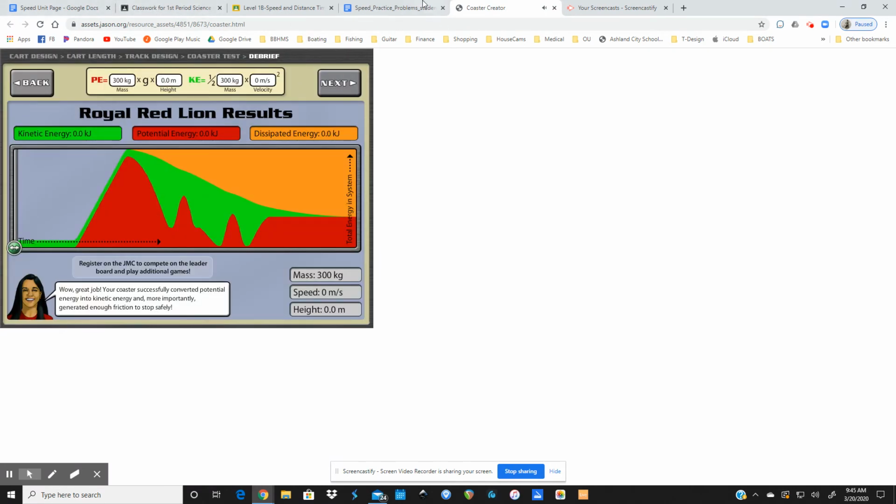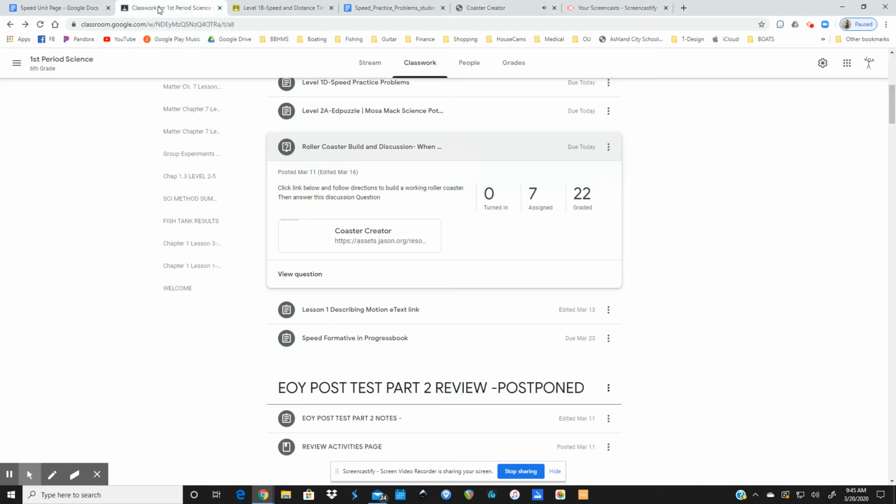Great job. You are able to convert potential energy into enough kinetic energy to make a fun roller coaster by having enough track, hills, and loops to create enough friction to eventually bring your car to a safe stop. How fun is that? And you can turn that in right here. There's a question, though, I want you to answer. There's a discussion question. Please answer that question when you turn this assignment in.